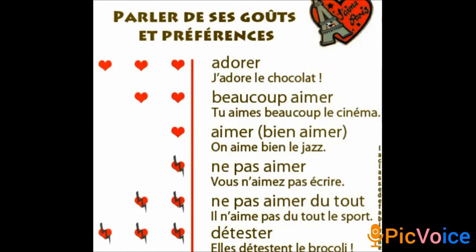Tu aimes beaucoup le cinéma. Next one, bien aimer. So you like the jazz. Next, ne pas aimer. So don't like. I don't like to write. Again, ne pas aimer du tout. Du tout means not at all. So you don't like it at all. Il n'aime pas du tout le sport. Détester. Elle déteste le brocoli.